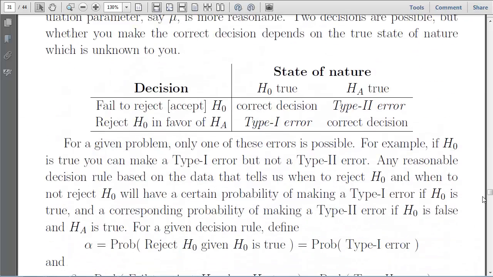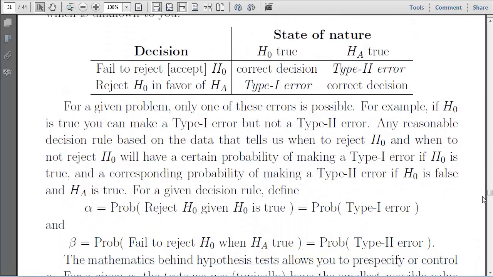All right. So the mechanics behind a test sort of fall in this table. There is a state of nature. Either the null hypothesis is actually true or it's actually false. We're going to consider the state of nature as being the truth.